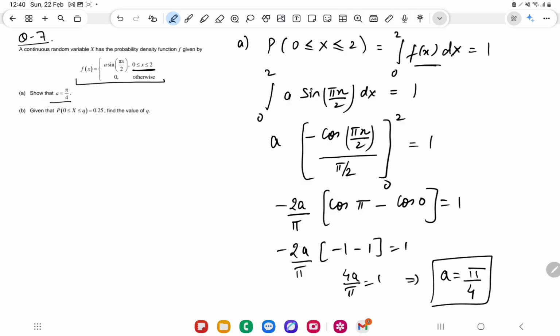Now let's move to the B part. Now for the B part, we are given the probability from 0 to q, and we have to find this q.